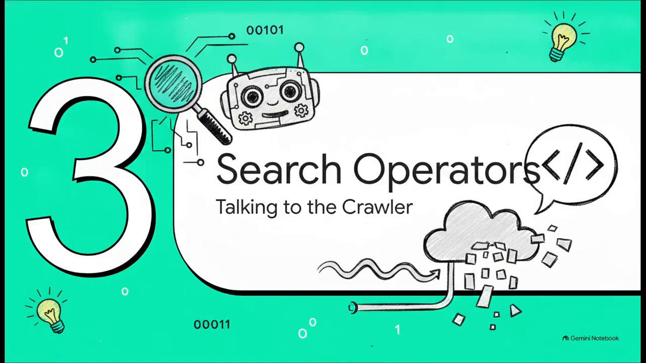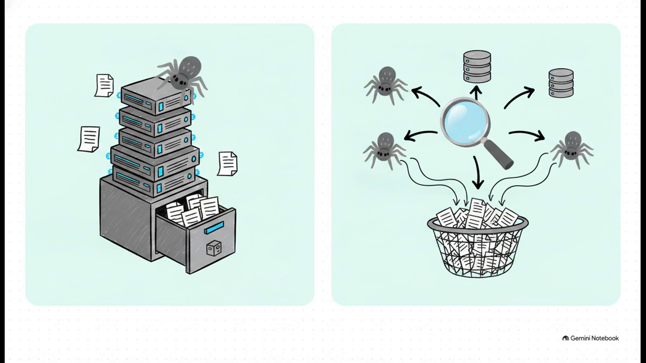All right, Section 3, Mastering Search Operators. Let's learn how to communicate directly with the crawler. First up, you've got to understand your tools. Standard search engines like Google or Bing send out automated software, crawlers, to scan the web and save what they find in their own massive proprietary databases or indexes. But here's the thing, they cannot index everything instantly, so there are real limitations on search freshness and coverage.